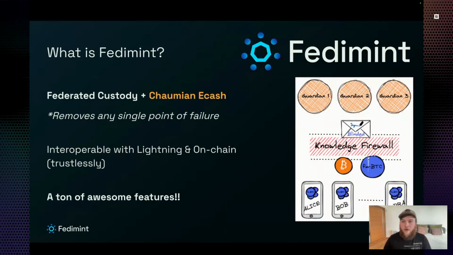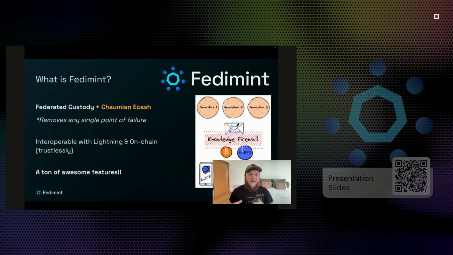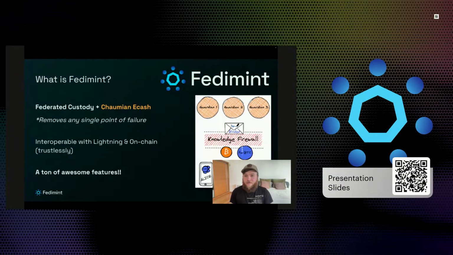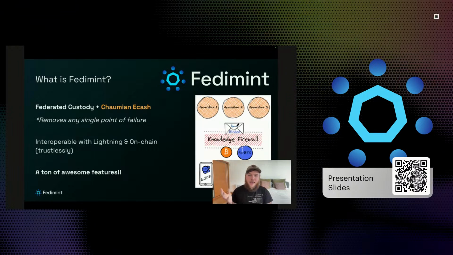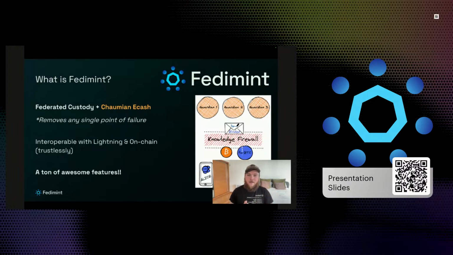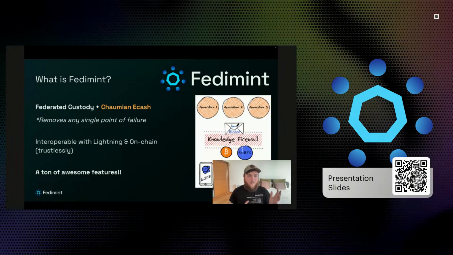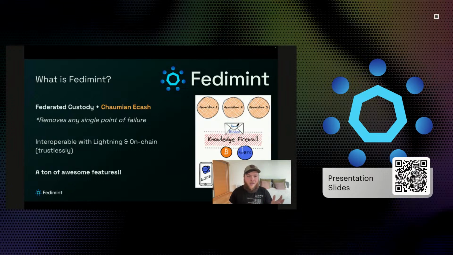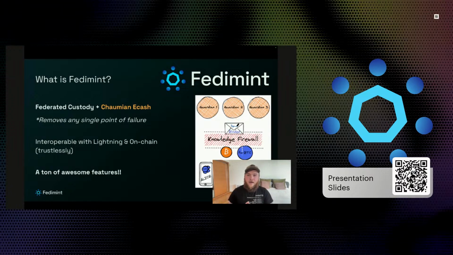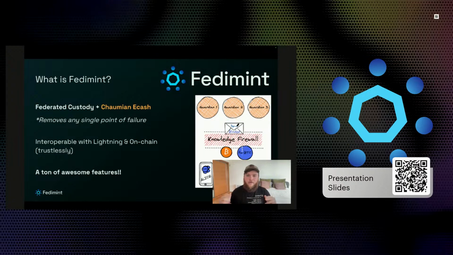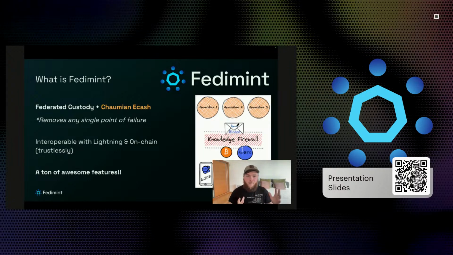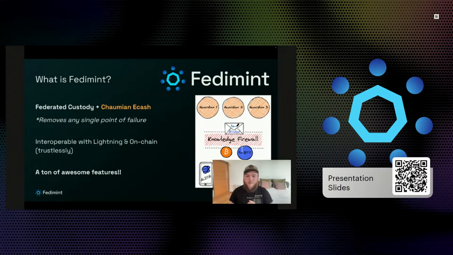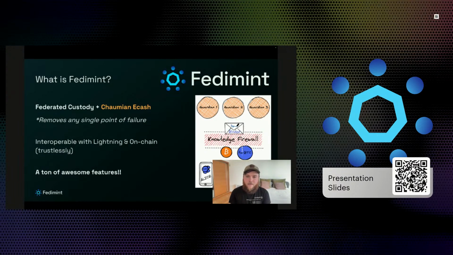For those of you who don't know, Fedimint is the protocol that the Fedi app is built upon. Fedimint combines federated custody and Chaumian eCash. The Chaumian eCash lets us have incredibly fast and reliable payments. They're also very private. The federated custody fixes the single point of failure problem. So we can have the Chaumian eCash system without relying on just a single server that can go down at any time. Combining these two things, we get Fedimint.